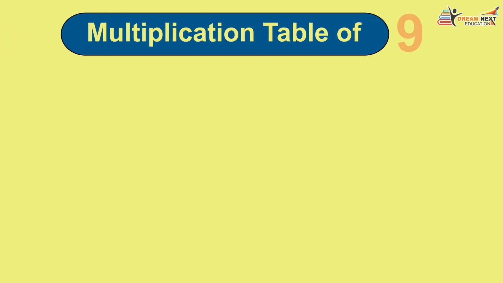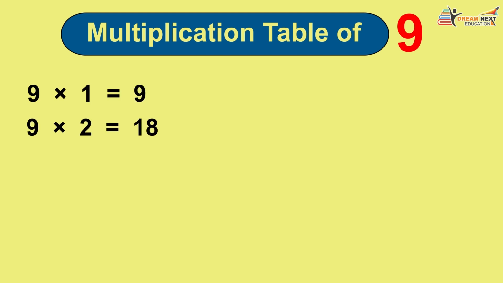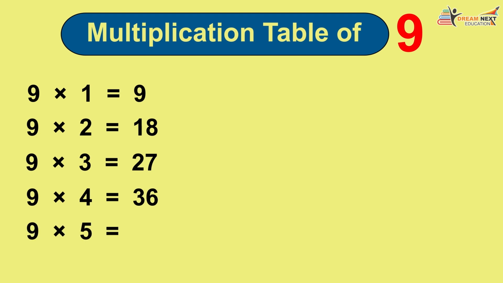Multiplication table of 9. 9 into 1 is equal to 9. 9 into 2 is equal to 18. 9 into 3 is equal to 27. 9 into 4 is equal to 36. 9 into 5 is equal to 45. 9 into 6 is equal to 54.